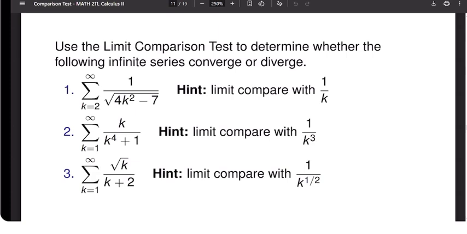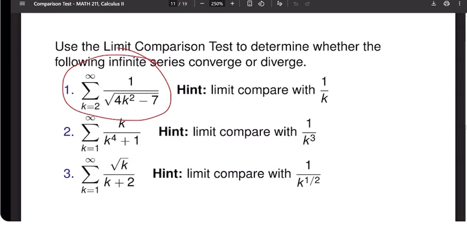Number one, if that is a_k, how do we identify the b_k? Don't forget, the very first step, whether you are doing the comparison test or the limit comparison test, is to identify a similar sequence, b_k. And how am I going to do that? Please, I need you to pay attention.